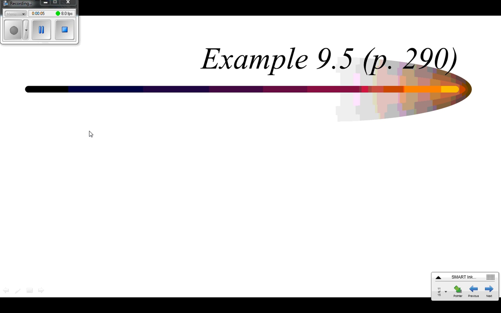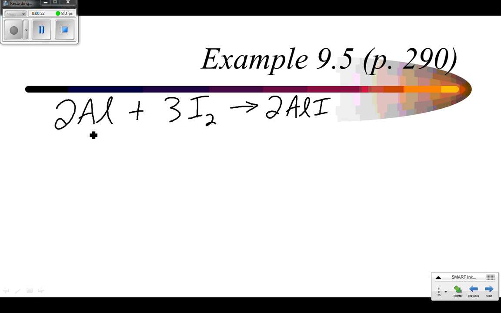Okay, example 9.5 on page 290. It says, consider the reaction of powdered aluminum metal and finely ground iodine to produce aluminum iodide. The balanced equation for this vigorous chemical reaction is 2 aluminum plus 3 iodine yields 2 aluminum iodide. Next, it says we should calculate the mass of iodine solid needed to just react with 35 grams of aluminum.